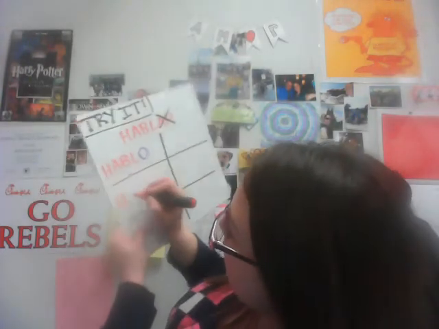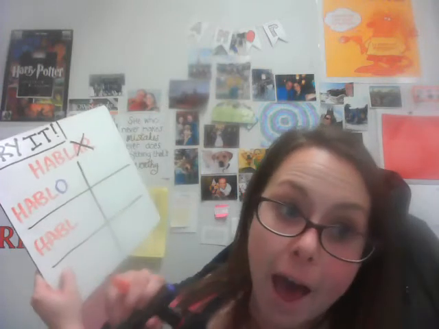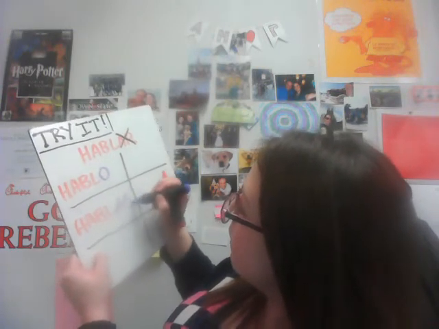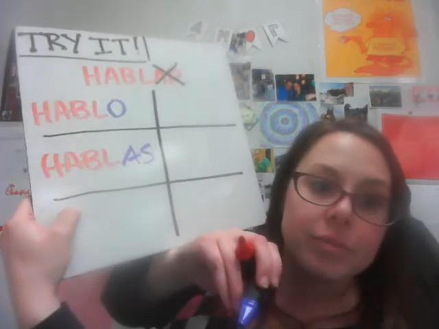For the tú form, again, I'm going to keep my stem, H-A-B-L. I'm going to add my new ending, which is as, A-S. So the tú form is hablas.